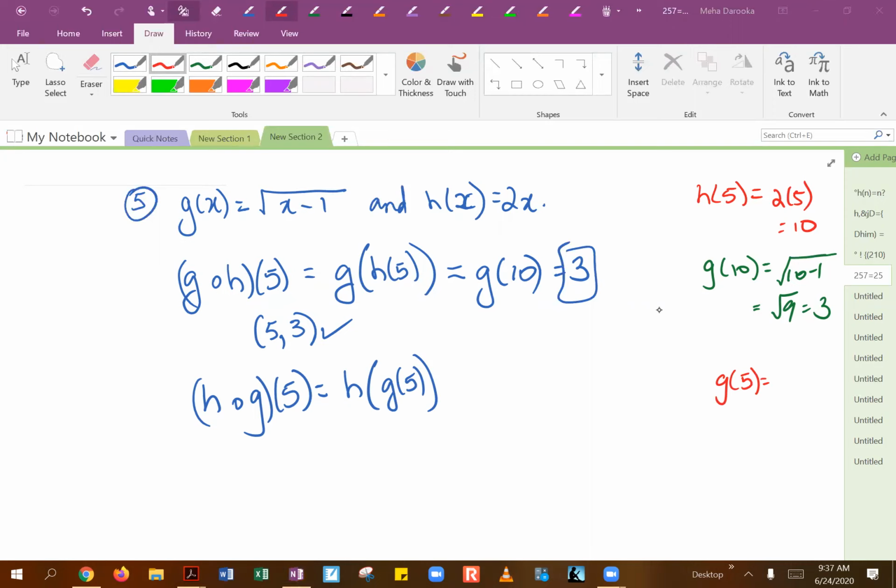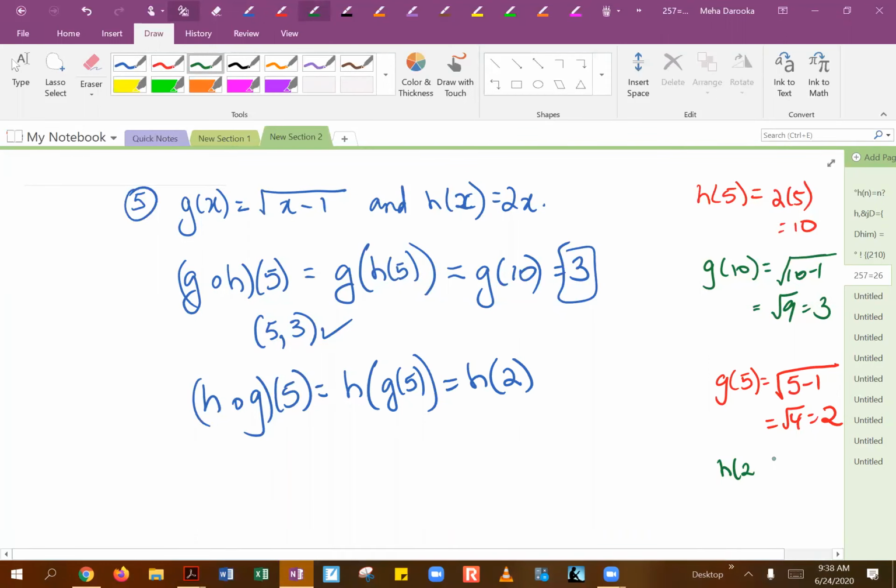Clinton, you've got 2. Julian as well. Okay, let's take a look at this. So that would be the square root of x minus 1, which in this case would be 5 minus 1, the square root of 4, which gives you 2. Very nice. And so of course that means the 2 will now become the input for the h function. So which means we are now calculating h of 2.